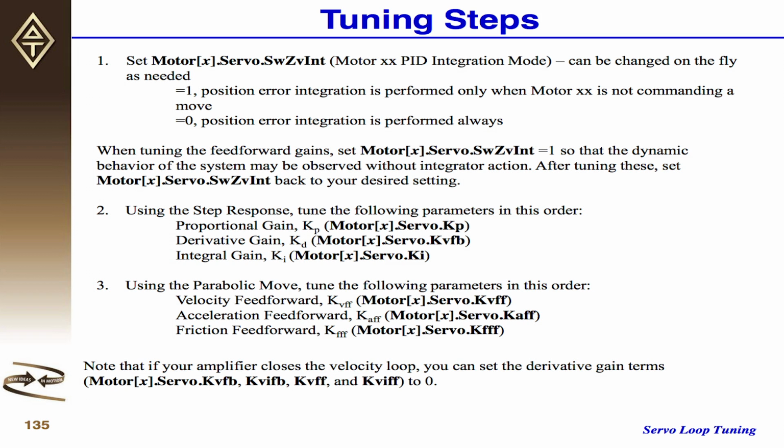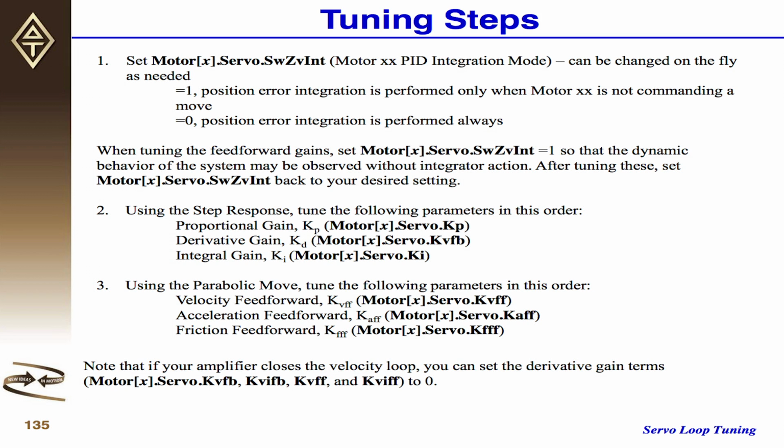After you finish these gains, you can move on to the parabolic move, and then you tune in this order: KVFF, then KAFF, and then KFFF. A good starting place for KVFF is to set it directly equal to KVFB, and after that you only need to change it a little bit.